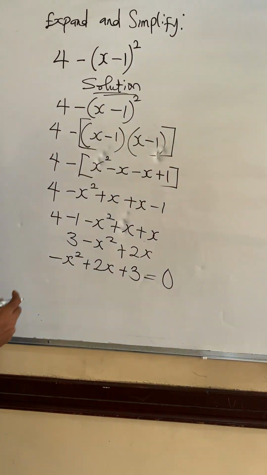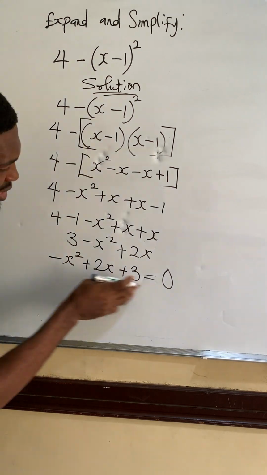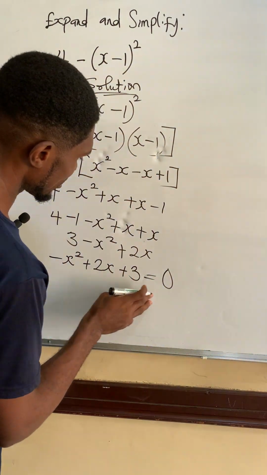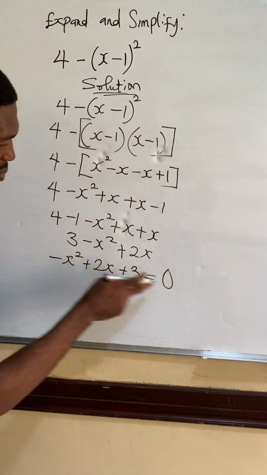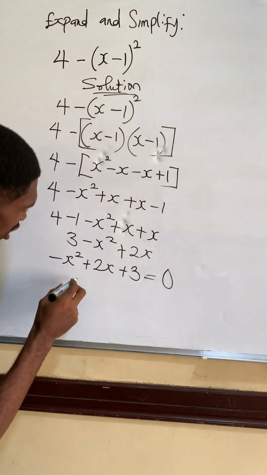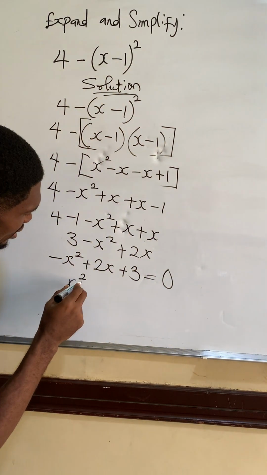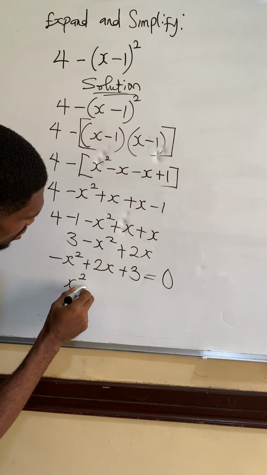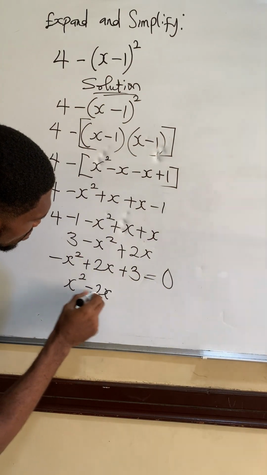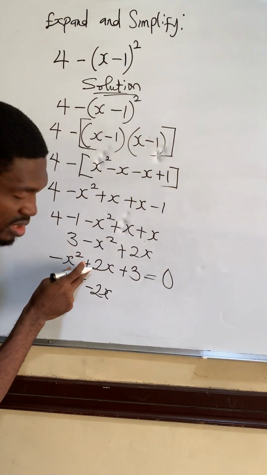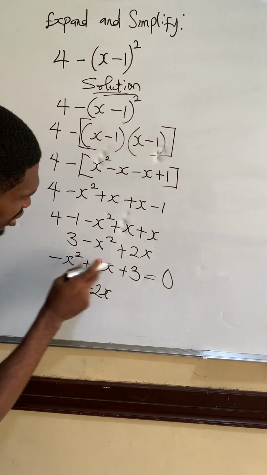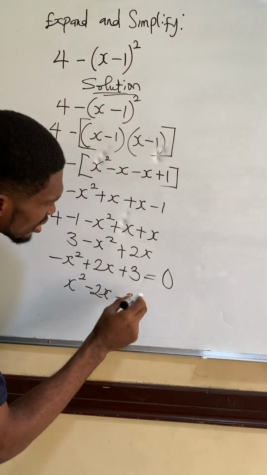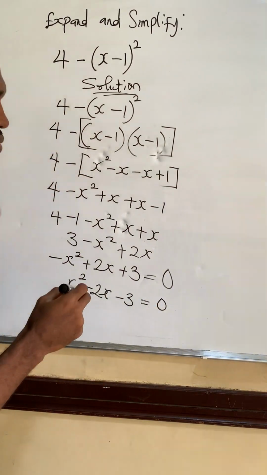Now, but then let's multiply first. For us to solve this further, it is important that we remove this minus here. So when we multiply both sides by this minus, we get what? x squared minus 2x, because minus and plus give us minus. Minus times plus again will give us minus 3 is equal to 0.